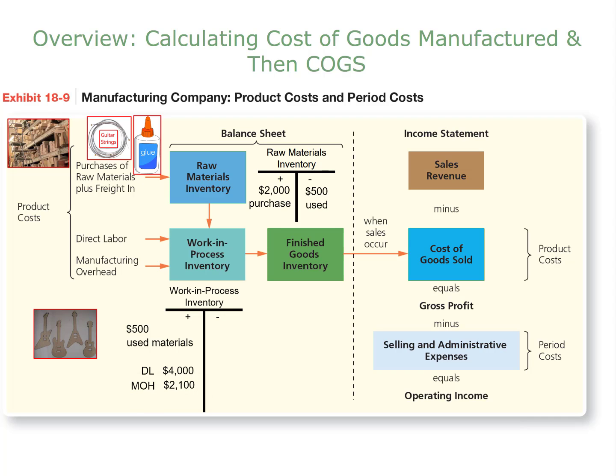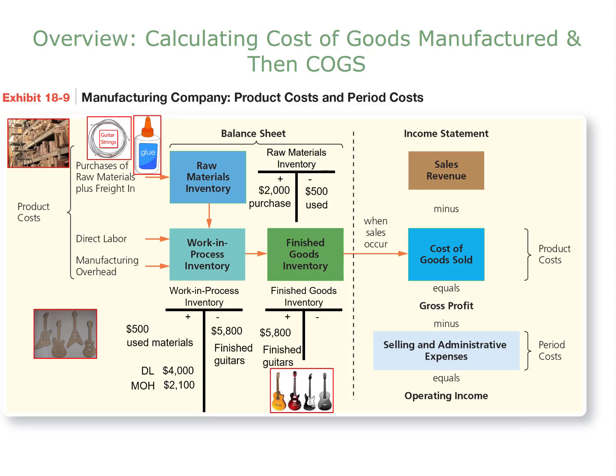Now the workers finished some guitars, so we have to transfer them out of work in process to finished goods inventory, another asset account. This account contains finished guitars that have not yet been sold. So let's say we finished several guitars whose accumulated costs of materials, direct labor, and manufacturing overhead totaled $5,800. This is then transferred out of work in process and into finished goods.